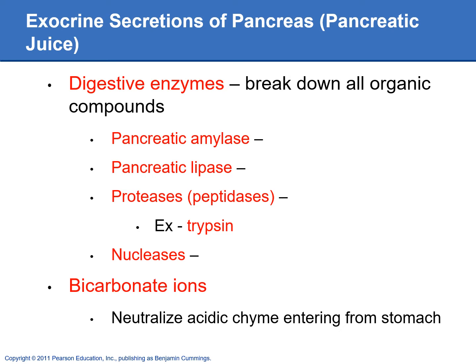The pancreas makes several digestive enzymes. There's pancreatic amylase, which will break down carbohydrates. Pancreatic lipase breaks down lipids. Proteases or peptidases, they break down proteins. An example of a protease would be trypsin. And then nucleases break down nucleic acids. And then also there's going to be bicarbonate ions in the pancreatic juice as well, which will neutralize the acidic chyme coming in from the stomach.